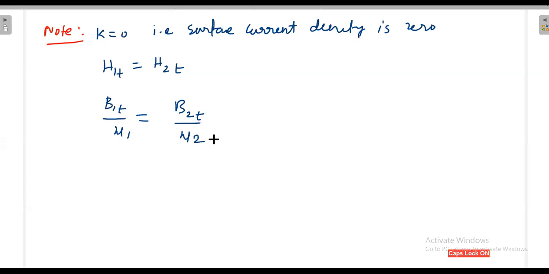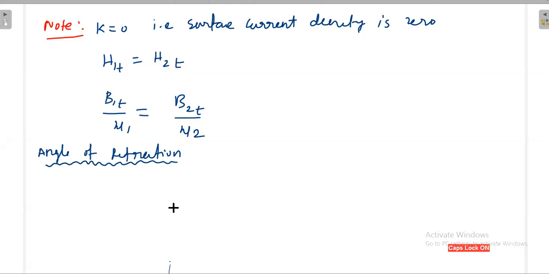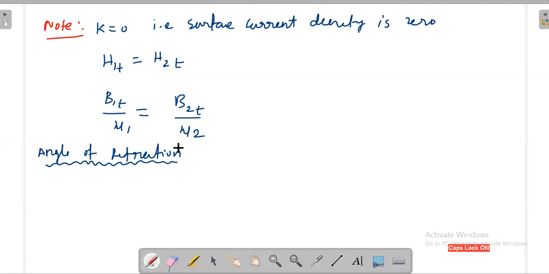Next, finally, what is the angle of refraction? Yesterday also I gave you an exercise on how to calculate the angle of refraction. I don't know whether you have done it or not. No problem. If you don't do it, you have to remember the formula. But if you only remember the formula, you will get confused and write the wrong answer in the exam.